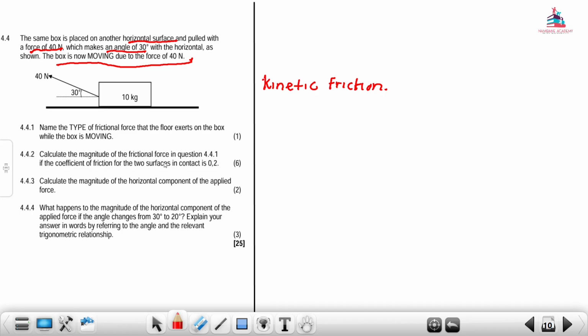Calculate the magnitude of the frictional force in question 4.4.1 if the coefficient of friction for the two surfaces in contact is 0.2. So how do we calculate the magnitude of frictional force for kinetic friction? We calculate using Fk equals the coefficient of kinetic friction times the normal. What is it that we have? Do we have the normal? Do we have the Fk? Do we have Uk? We are given 0.2, which is our coefficient.